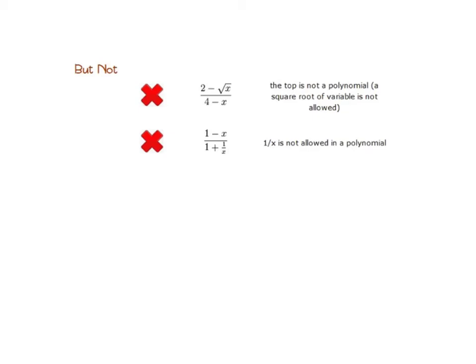Here are two examples of ones that are not rational. This gives you the reason here: because of the square root, this is not a polynomial. It has to be a variable to a power. This one is itself a rational function, 1 over x is rational. But the whole thing is not rational because this part is not a polynomial.